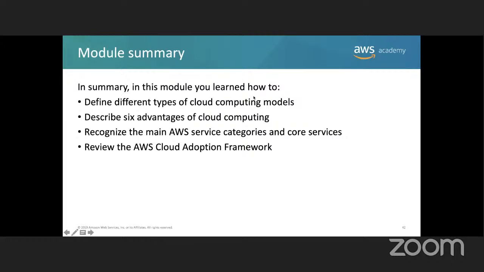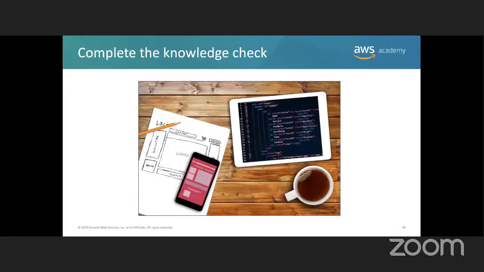In this module, you learned how to define different types of cloud computing models, describe 6 advantages of cloud computing, recognize the main AWS service categories and core services, and review the AWS Cloud Adoption Framework, right? And we're going to complete the knowledge check, which I'm going to create for you guys today, right?